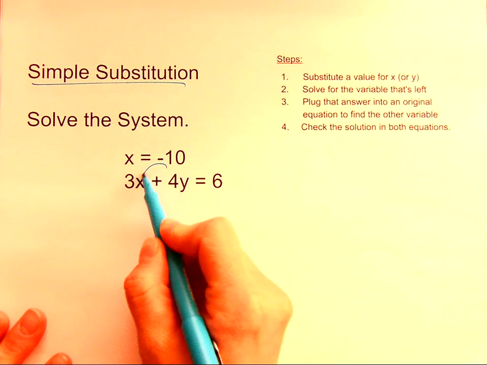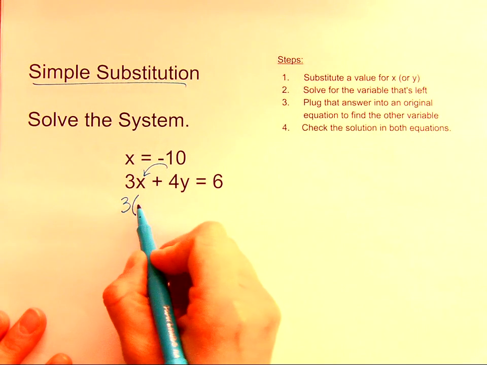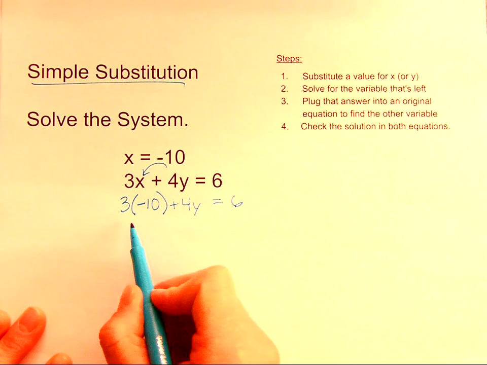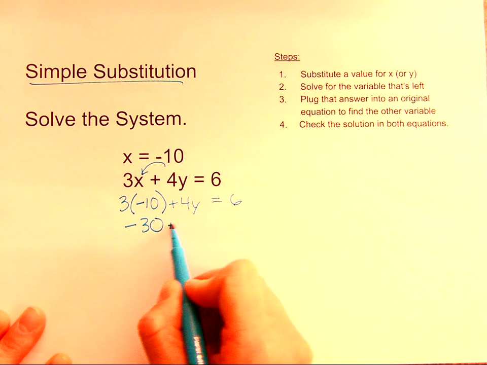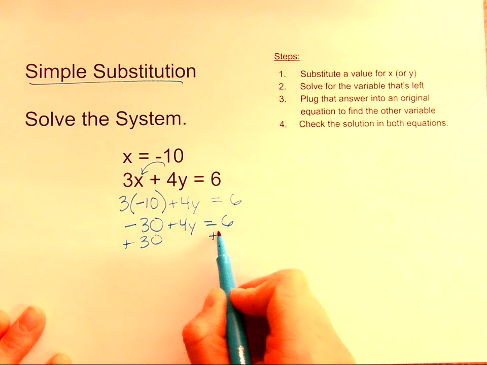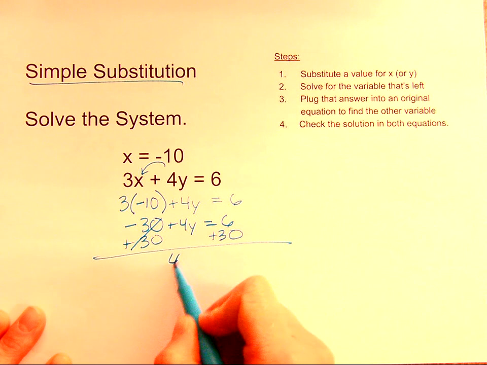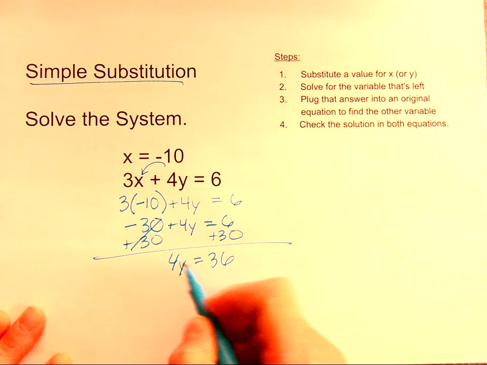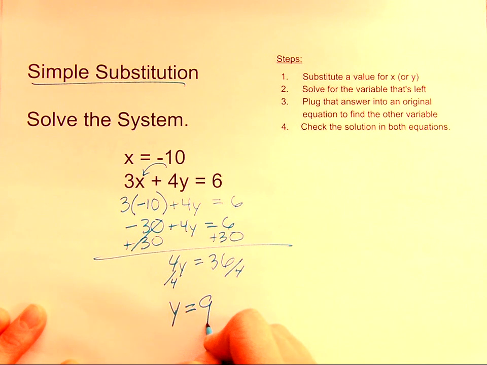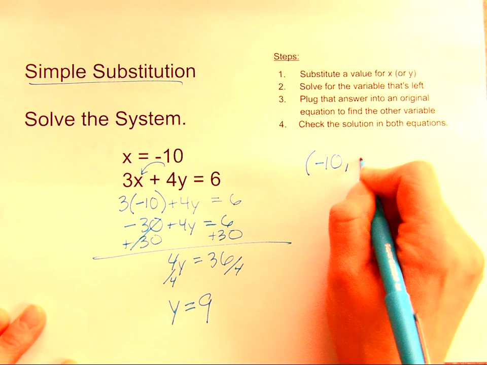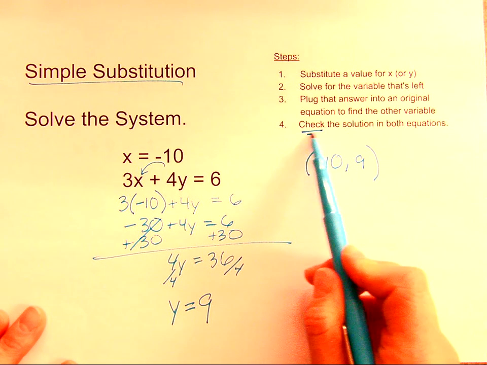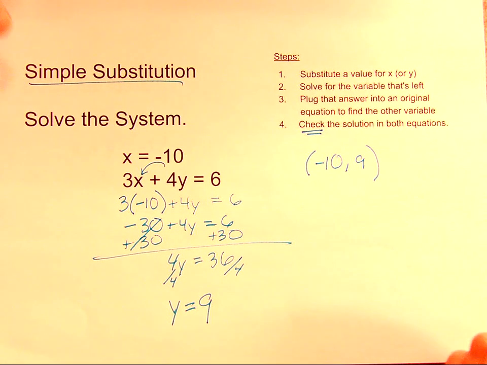So x is -10, so I'm going to replace x with -10. That gives me -30. If I add 30 to both sides, 4y is equal to 36. Y is equal to 9. And that's my solution. Now remember, you can be checking your solution, but we covered that in the last video.